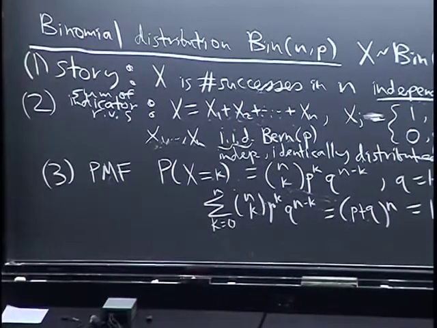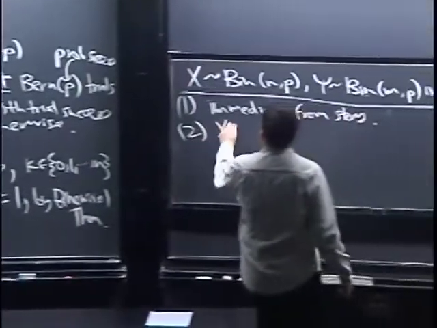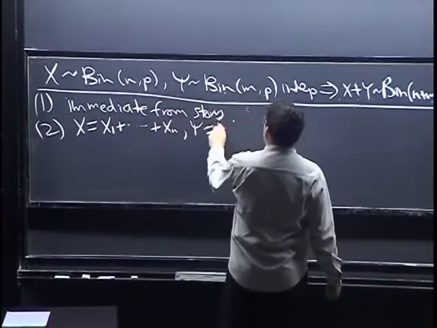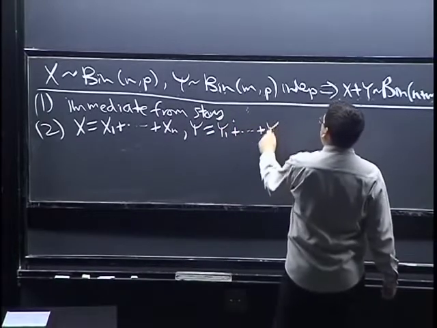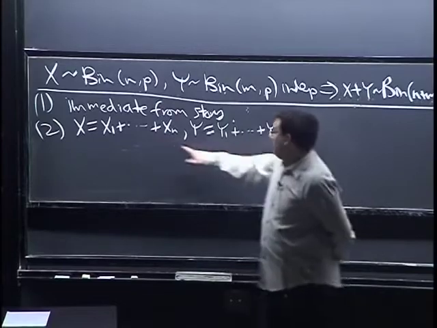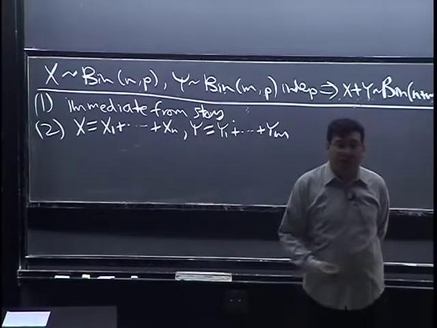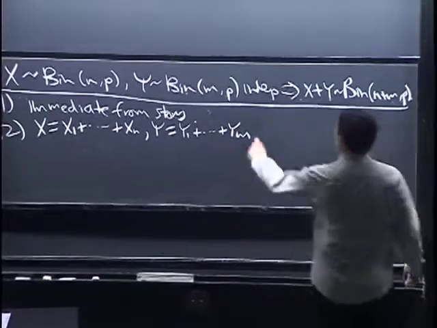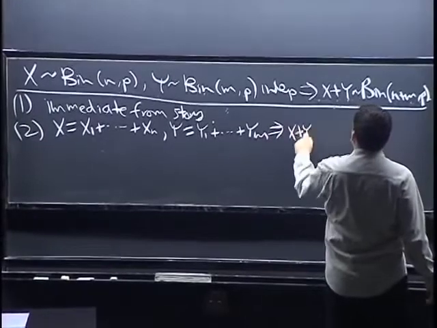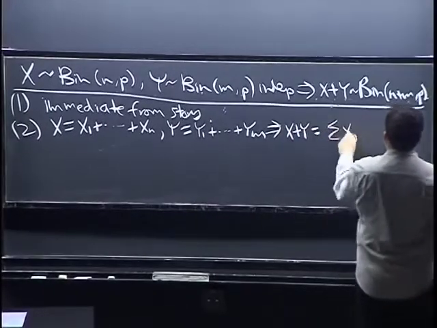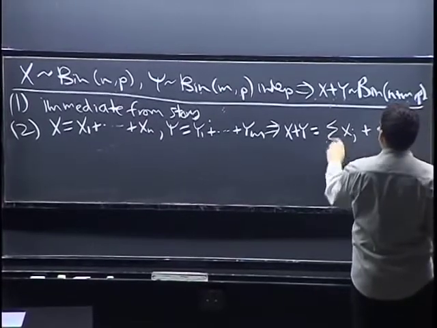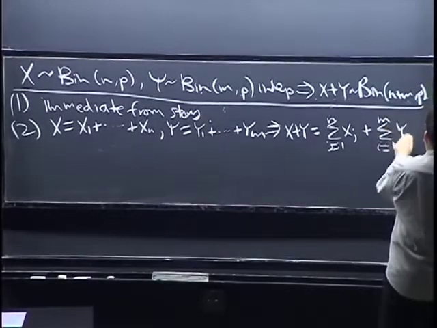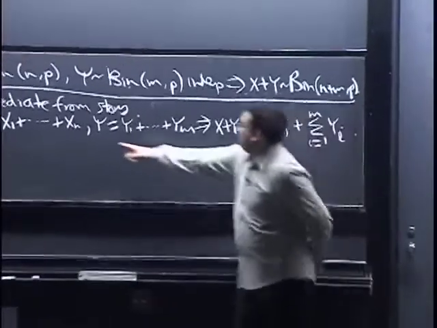So from the second point of view, let's say we wrote X as X1 plus blah, blah, blah plus Xn. And if we write Y equals Y1 plus blah, blah, blah plus Ym, where all of these Xj's and Yj's are independent Bernoulli p random variables. Then X plus Y equals, well, it's the sum of the X's plus the sum of the Y's. That's all. Okay, I didn't do very much with that, I just wrote this plus this.